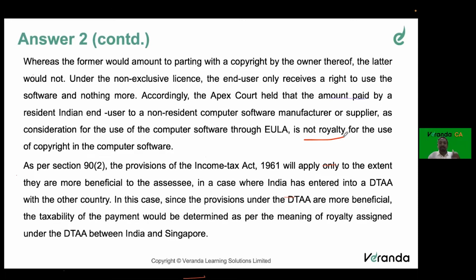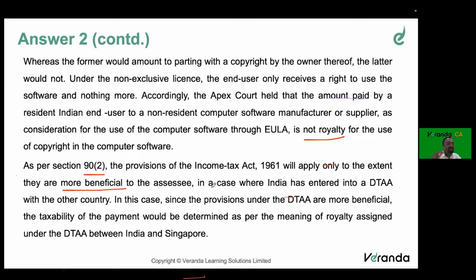Now, the Income Tax Act says it is a royalty, but the DTA says it's not a royalty. Which do you follow? Let's refresh our international taxation portion. Whenever there is a difference of tax treatment between the Income Tax Act and the DTAA, what is applicable to the assessee is whichever is more beneficial. This is specified under section 90. Section 90 says whenever there is a difference of tax treatment between the Income Tax Act and the Double Taxation Avoidance Agreement, whichever is more beneficial to the assessee can be followed.